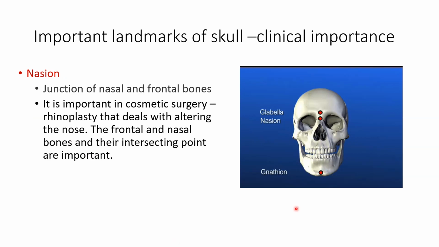Nasion is the junction of nasal bones and frontal bone, which you can see here. This point is important in cosmetic surgery, for example, rhinoplasty that deals with altering the shape of the nose. So the frontal and nasal bones and their intersecting point are important in craniometry.